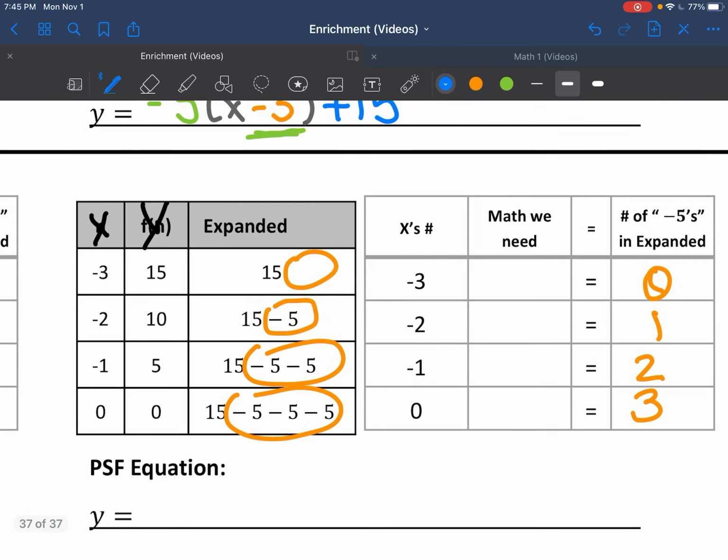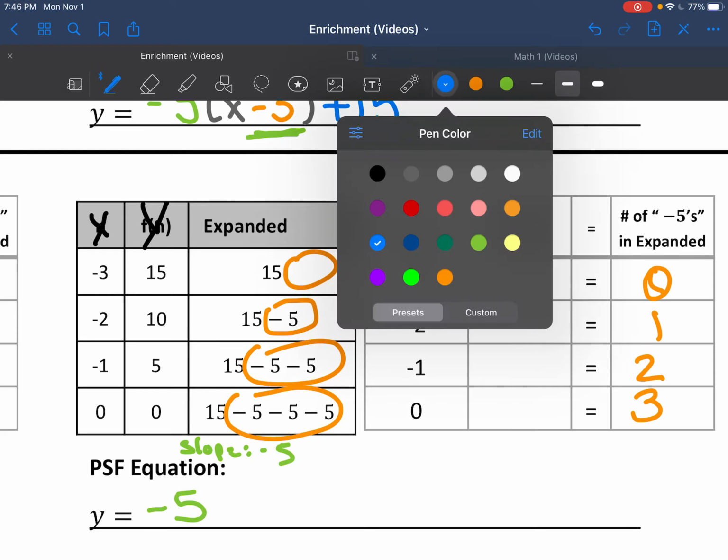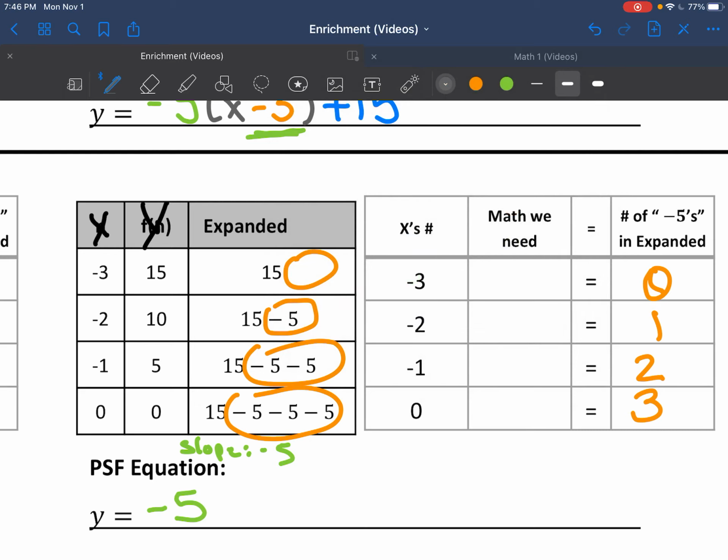Next up, we have our last problem here. Again, we're subtracting by 5s, so our slope is going to be a negative 5, so I'm going to write that here. But this time we are starting with a negative 3 and going down our table. So does our little side note table here.